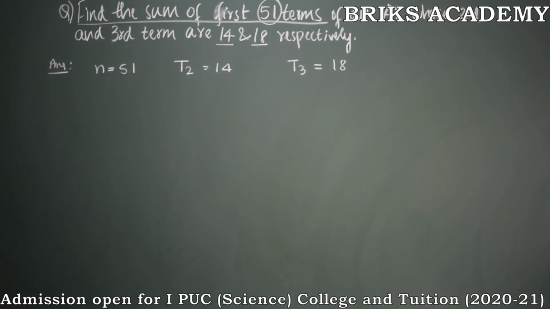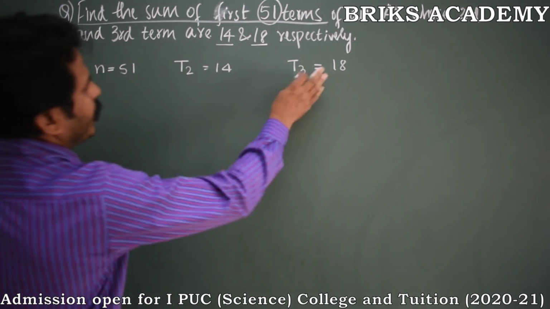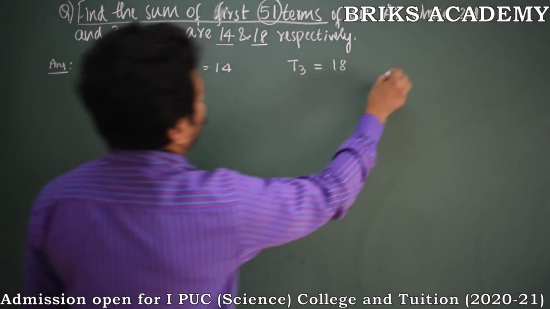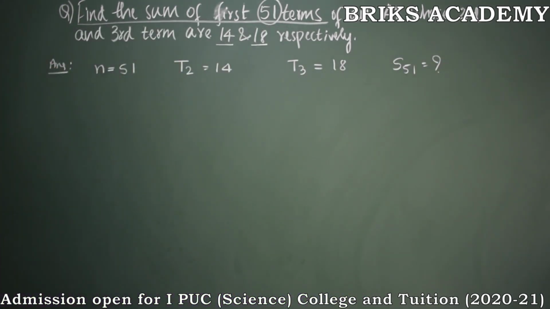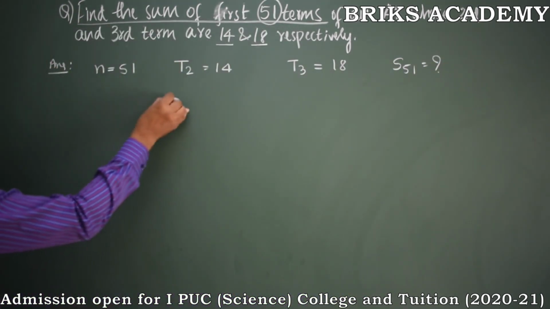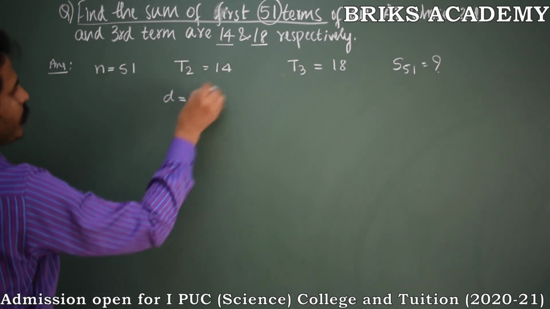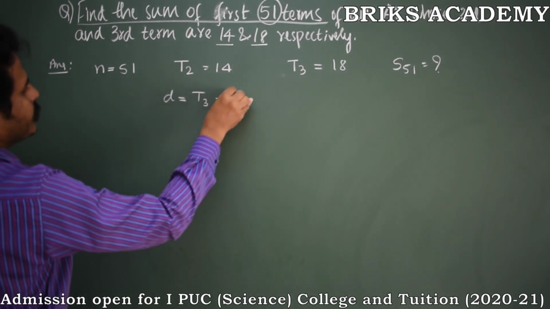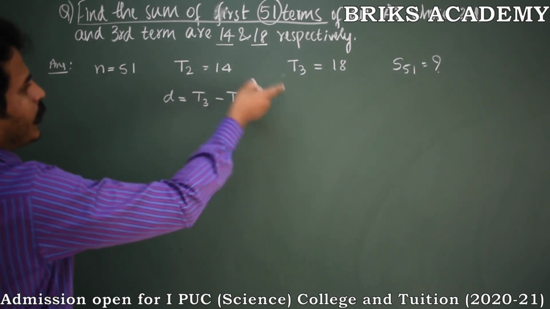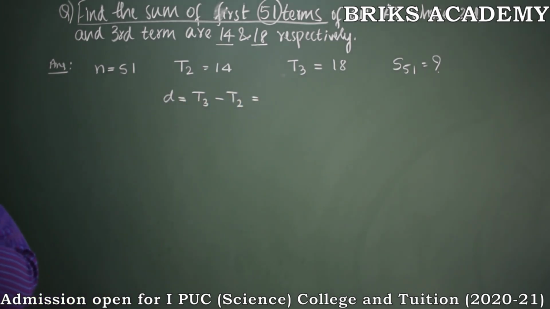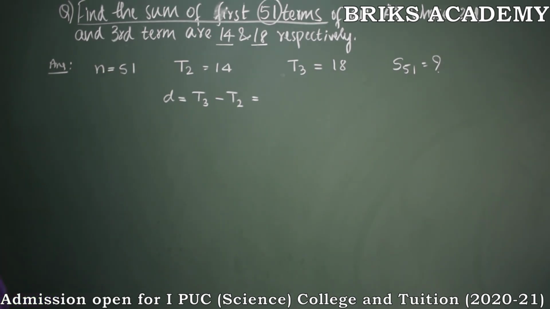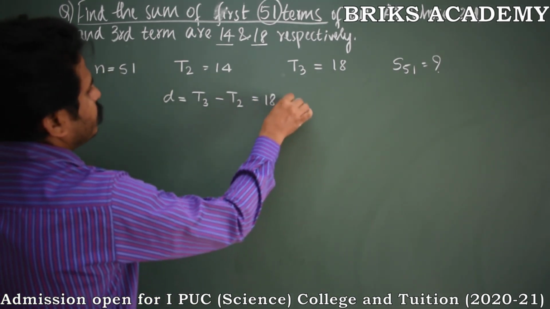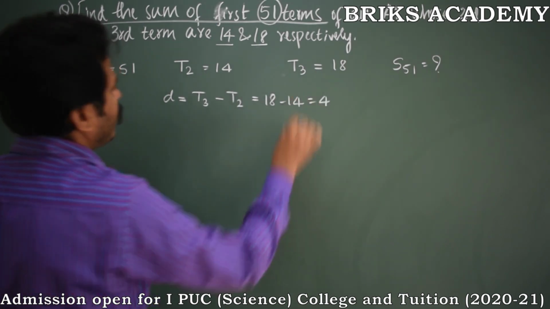So using this, I can calculate d. They ask you to calculate the sum of 51 terms. I can calculate d. What is d? Directly we can tell. d is nothing but the third term minus the second term. A term minus its previous term is nothing but the common difference. That is 18 minus 14, which equals 4. I got the common difference d.